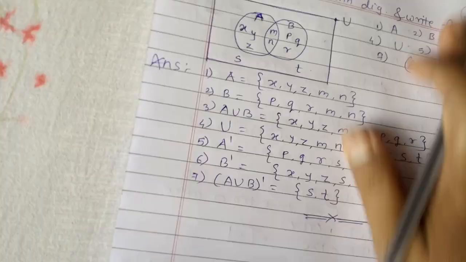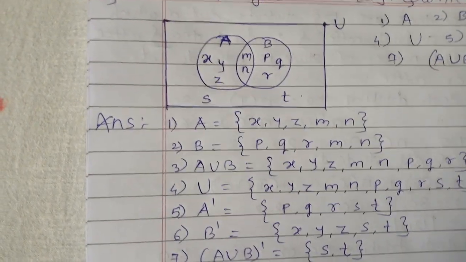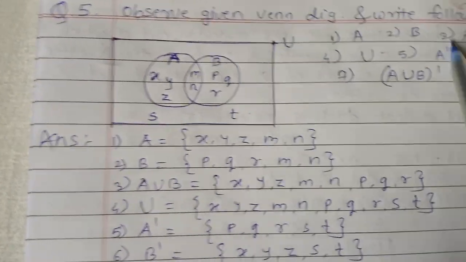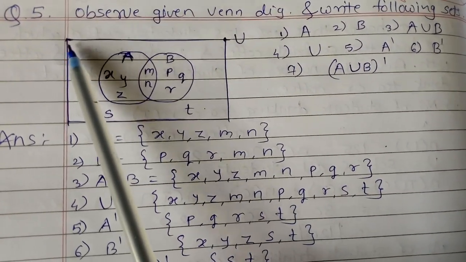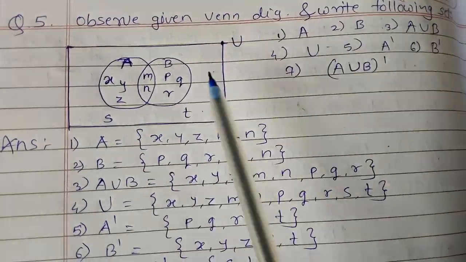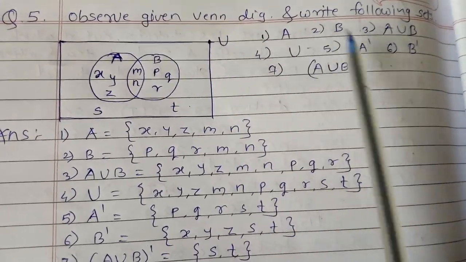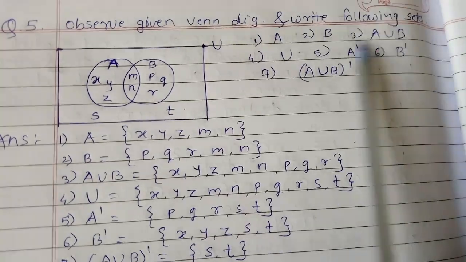Question number 4 is the same as question number 3 and 2. So this one is for your homework. Now we're going to start the last example from this exercise. Question number 5. So you are given the figure, that is a Venn diagram, and you have to find out these sets. So these sets we have to find out.